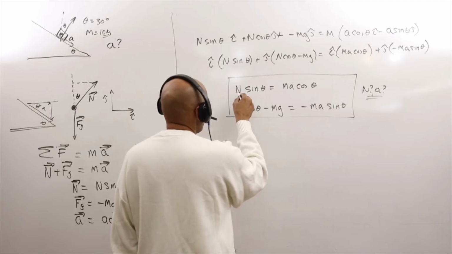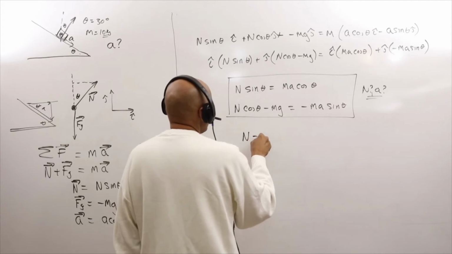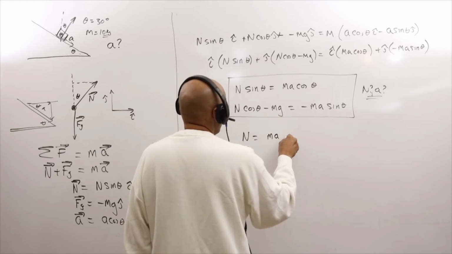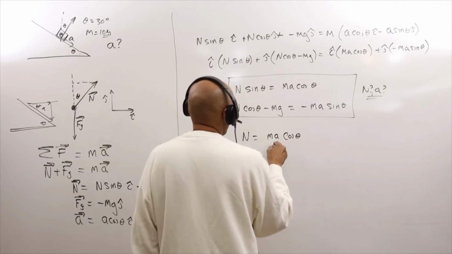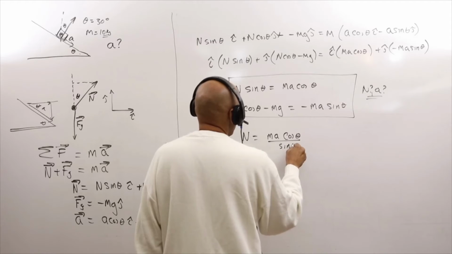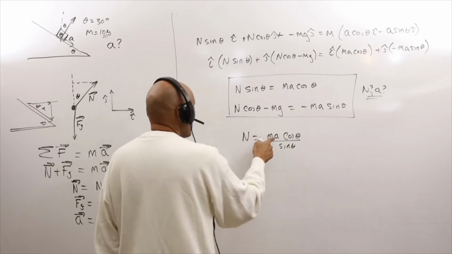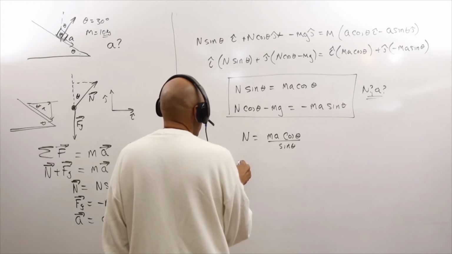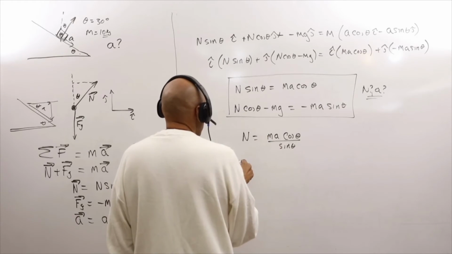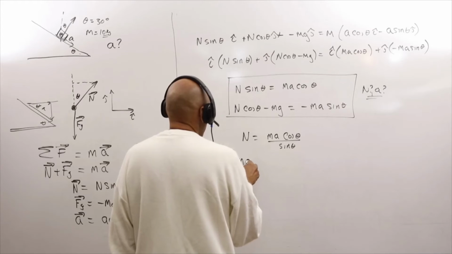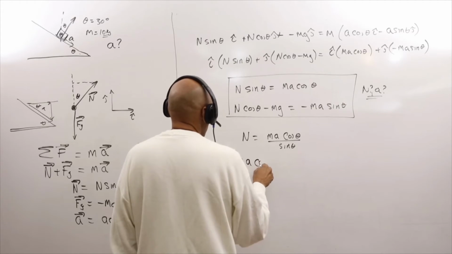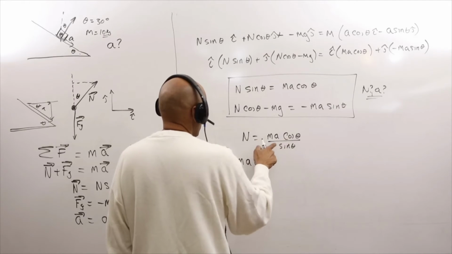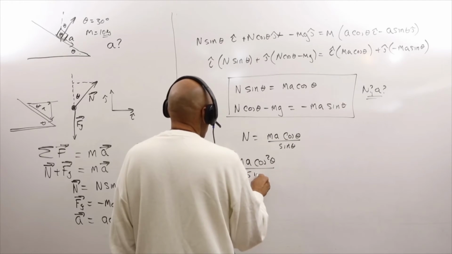So in this case, N is equal to, from the first equation, ma cosine of theta divided by sine of theta. So this is N. I still don't know what a is, so I'm going to substitute in the second equation. And so we should now have this in N. So that would be ma, so I'm kind of doing two steps at the same time. So if I substitute here, there'll be cosine squared over sine theta, I'm sorry.